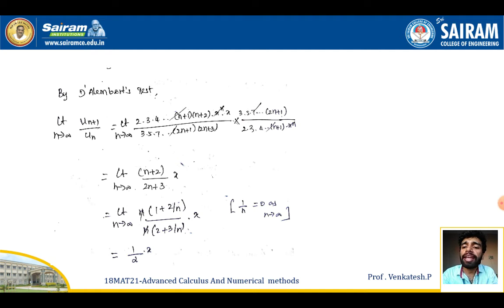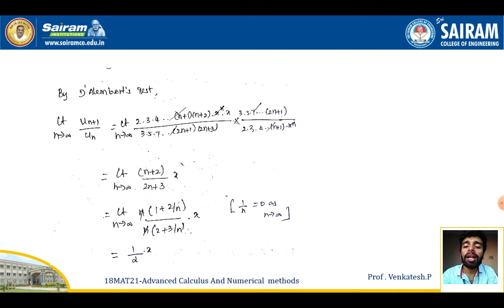So on rearranging the equation like this, limit n tends to infinity, un plus 1 by un is equal to limit n tends to infinity 2 into 3 into 4 n plus 1 n plus 2 x power n into x divided by 3, 5, 7 2n plus 1 2n plus 3 into numerator is 3, 5, 7 2n plus 1 divided by 2, 3, 4 n plus 1 x power n. So on cancelling the terms, the left out term is limit n tends to infinity n plus 2 by 2n plus 3 into x. So here if I apply the limit, I will get infinity by infinity form.